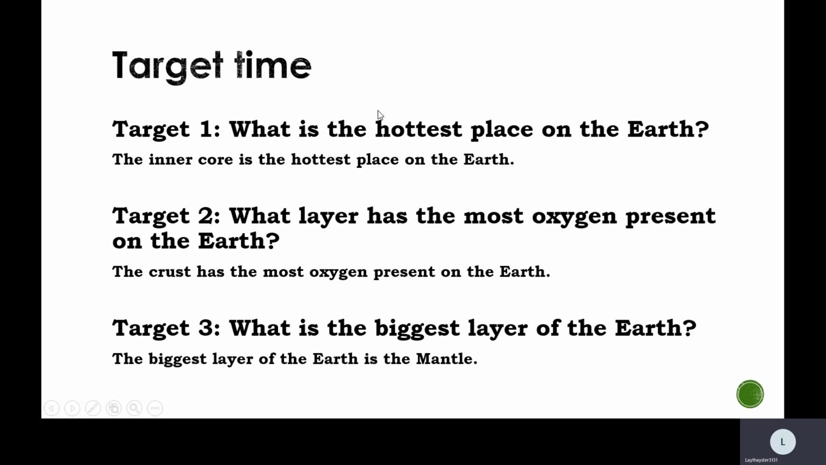Today we learned about the layers of the Earth: the crust, the mantle, and the core.